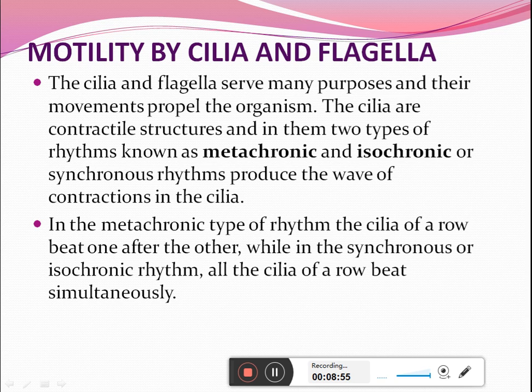Next is the motility of the cilia and flagella. The cilia and the flagella serve many purposes, and their movement propels the organism. The cilia are contractile structures, and in them two types of rhythms, known as metachronic and isochronic or synchronous rhythms, produce the waves of contraction in the cilia. In the metachronic rhythm, the cilia of a row beat one after another, while in the synchronous or isochronic rhythm the cilia of a row beat simultaneously.